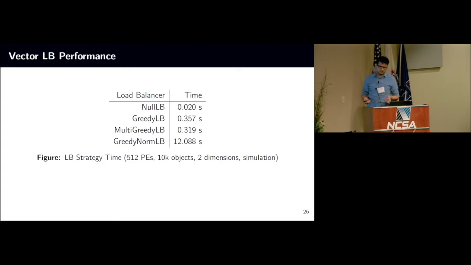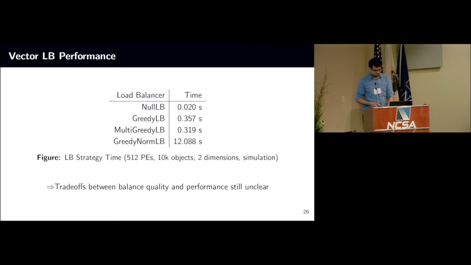And the reason why these questions show up is because of the performance of the strategies themselves. So null LB is obviously very fast. Greedy and multi-greedy LB take about the same time. Greedy norm LB is like 36 times slower. These are all in simulation. These aren't in an actual Charm run. These are a separate load balancing simulator that we made. But we still have to figure out these trade-offs between the balance, quality, and performance.